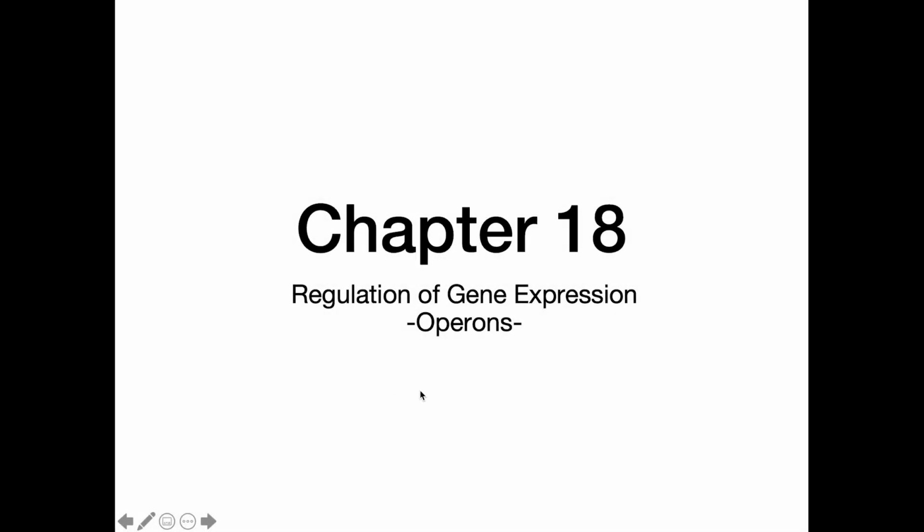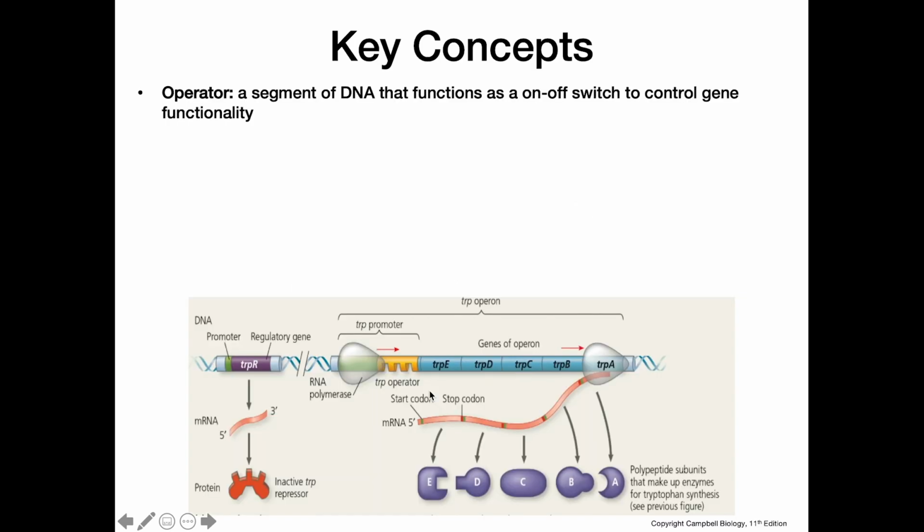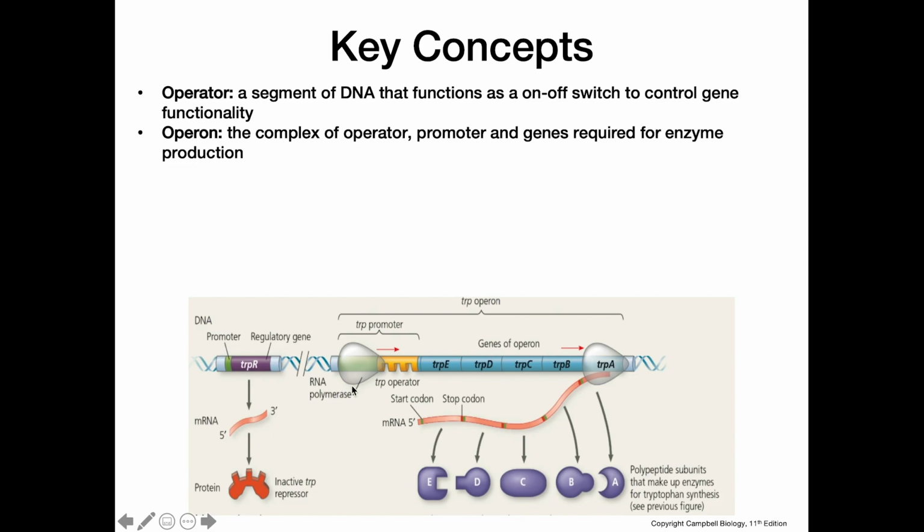So this video is going to be about the regulation of gene expression, specifically operons. An operator is a segment of DNA that functions as the on or off switch to help control the expression of the genes downstream of the operator. The operon itself is the complex of the operator, the promoter, which is made up of this whole segment right here, and then the genes that are under the control of that operator and promoter.